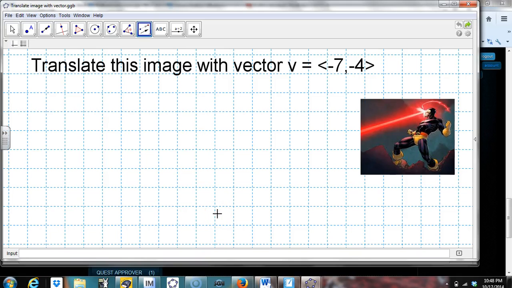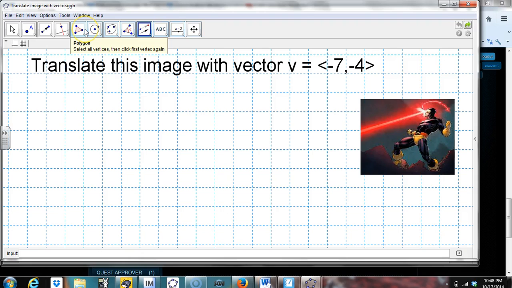Okay, question number 8 says, take this picture here of Cyclops. I like this one. I used it for the Angle Coach Quest picture. And we're going to take this picture and we're going to move it 7 units to the left. Remember, horizontals first, and then down 4 units.